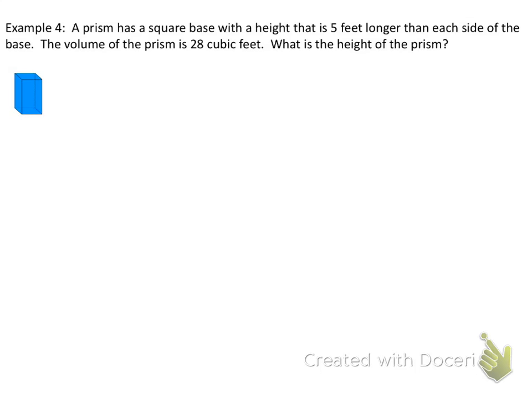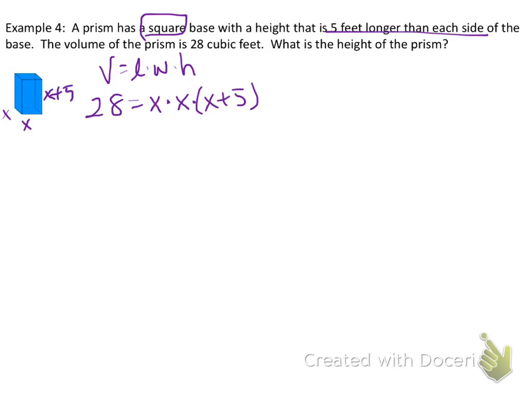The next example: a prism has a square base with a height that is 5 feet longer than each side of the base. The volume of the prism is 28 cubic feet. What is the height of the prism? So it's a square base, so I know that both of the sides of my base are x. Well, I don't know what they are, so I'm going to label them x. And then the height is 5 feet longer than each side of the base, so my height is going to be x plus 5. Realizing that volume equals length times width times height, I'm given my volume, 28, and I know that my length times width times height is x times x times x plus 5.